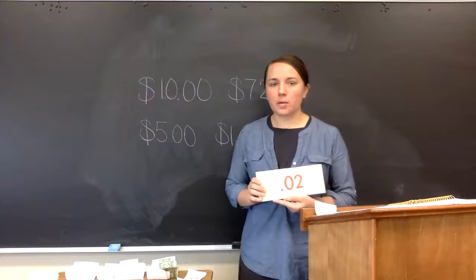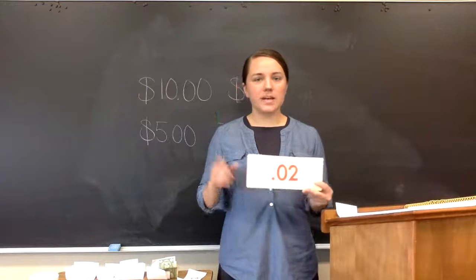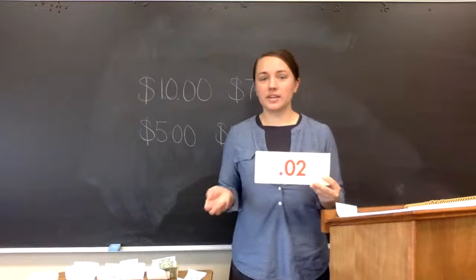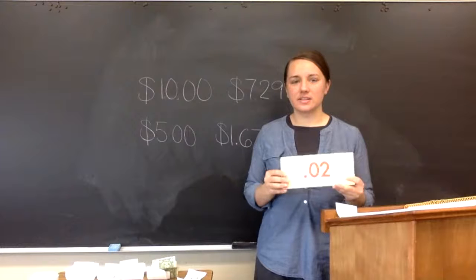So first of all, when we are working with decimals, we know that when there's one decimal place, we read it as tenths. When there are two decimal places, we read it as hundredths. And when there are three decimal places, we read it as thousandths.